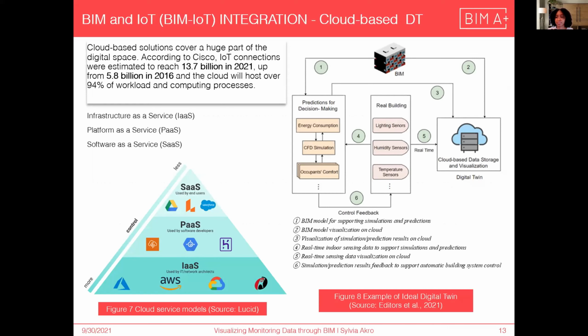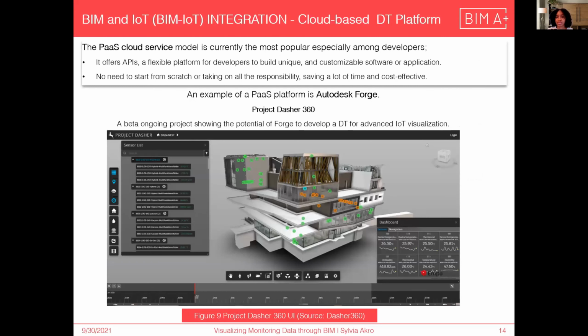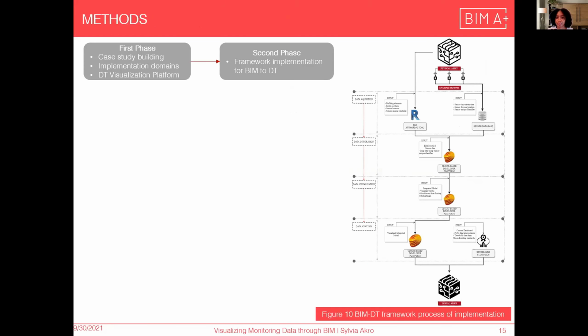Introducing the cloud-based digital twin, it's having a lot of rise right now. The cloud-based services can be defined in three different stacks, which go from the infrastructure to the platform and to the software. Each of the stacks provides different levels of control and flexibility. An example of a cloud-based platform in this case is the Autodesk Forge, which is a platform as a service. It gives developers the ability to create and work on their platforms.